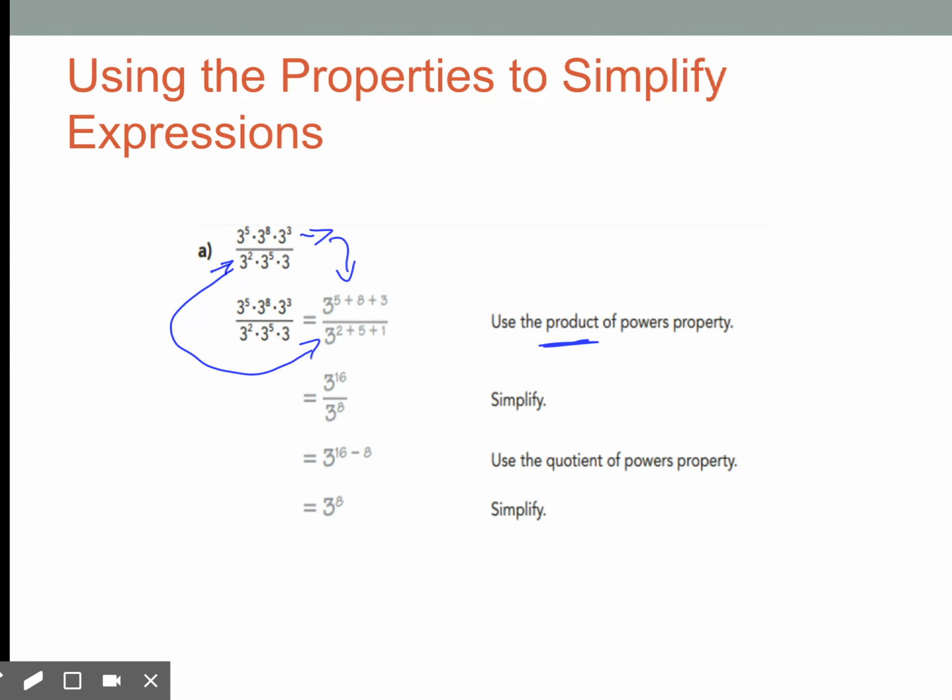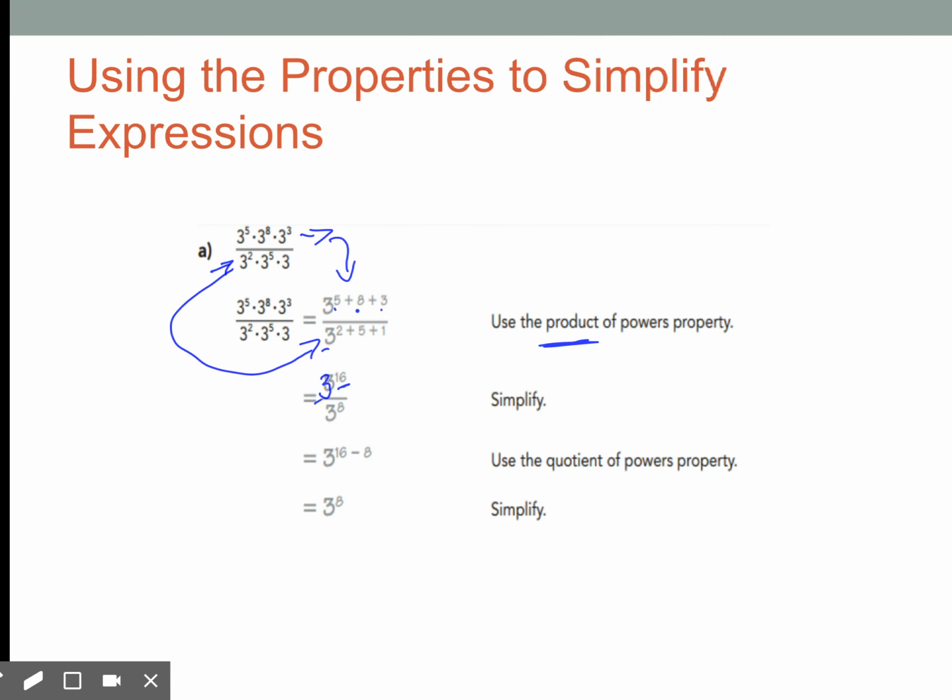So in this example, 3 to the 5th power times 3 to the 8th times 3 to the 3rd, we're going to apply the product of powers rule by just adding the exponents on top. And same thing you're going to do in the denominator: keep the base of 3 and add all your exponents. So in your numerator, we have our base of 3, and when we add 5 plus 8 plus 3, we get our exponent of 16. And now in our denominator, we have the base of 3 again, and 2 plus 5 plus 1 is 8.